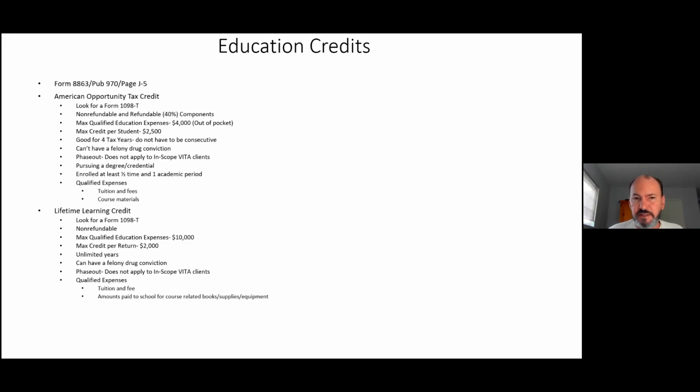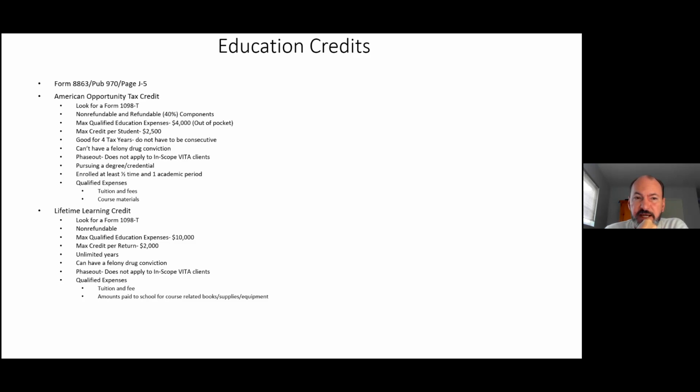And refundable simply means you may not have a tax liability, but with a refundable credit, you're going to get money back. Some people will use the term negative income tax, but that's the difference between refundable and non-refundable. And then, of course, the max qualified expenses that you use to calculate the credit is $4,000, and that's your out-of-pocket expenses. And then max per student, because you might have a couple students in college, is $2,500.